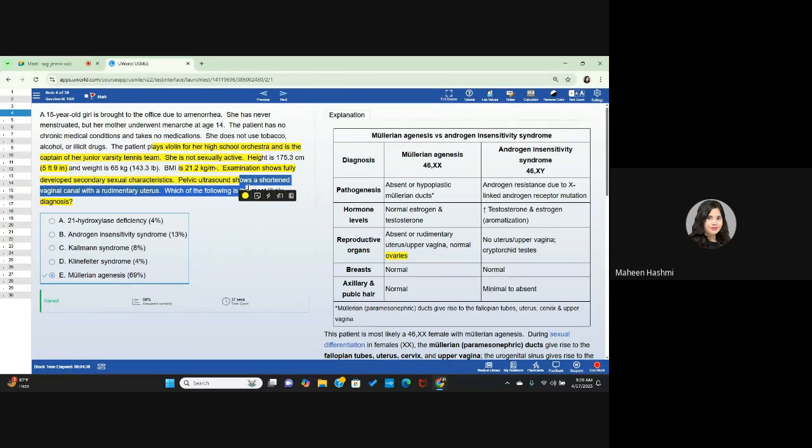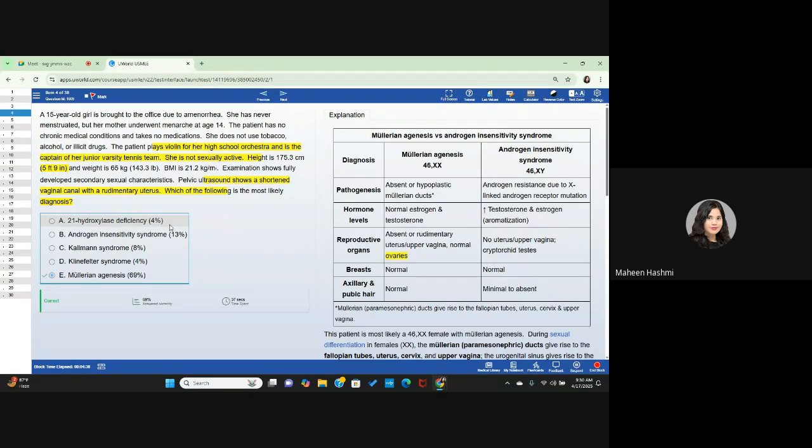What if the pubic and axillary hair were absent too, and it was a shortened vagina? Then androgen insensitivity. So whenever they say the vagina ends in a blind pouch and the pubic and axillary hair is also absent, and there's this 15-year-old girl brought to the physician by her mother for not having a menstrual period, they're referring to androgen insensitivity. Then you first do an ultrasound before doing a karyotype.